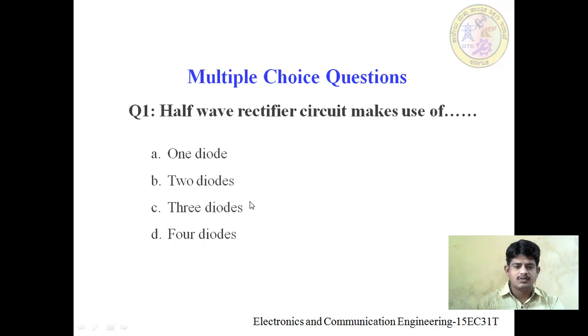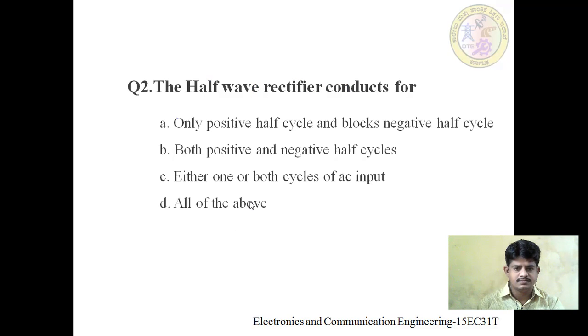Let's see the next question. The second question is: the half wave rectifier conducts for? It is asking when it will conduct. Let's go with the options. First, only the positive half cycle and blocks the negative half cycle. Second, both positive and negative half cycles. Third, either one or both cycles of the AC input. And the fourth option is all of the above.